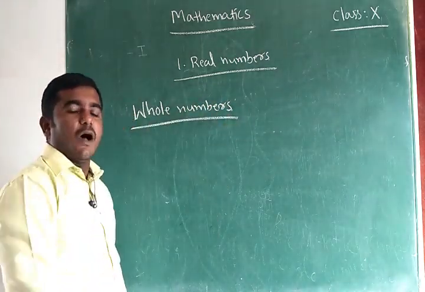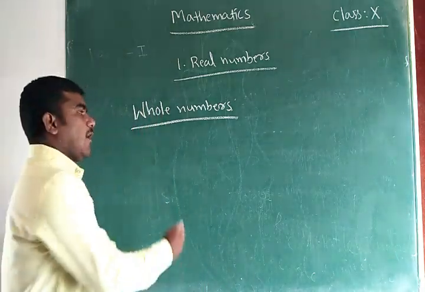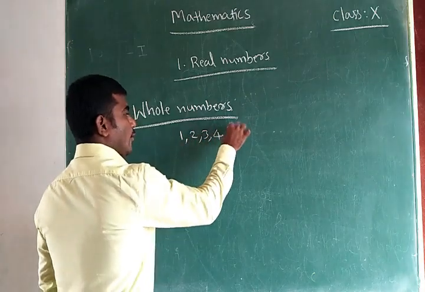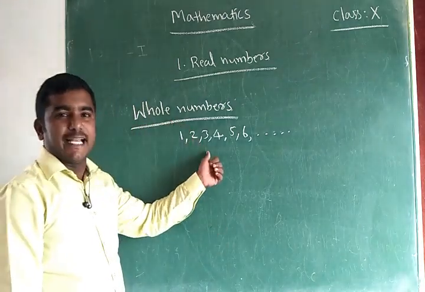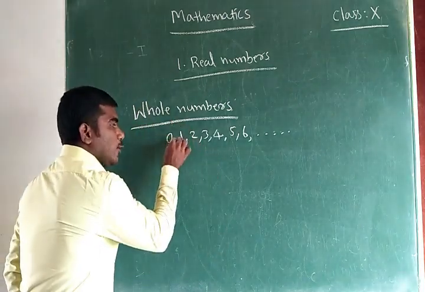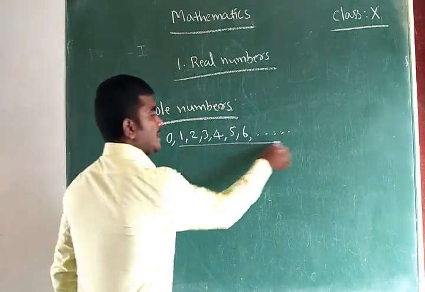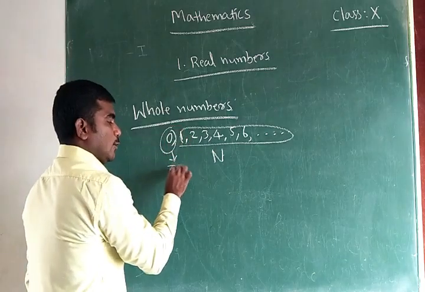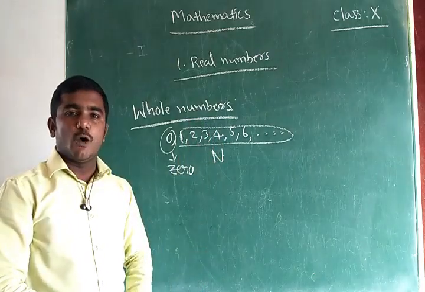What are whole numbers? All the natural numbers along with 0 are called whole numbers. What are natural numbers? 1, 2, 3, 4, 5, 6 and so on. These are called natural numbers. If you add 0, including 0, these are called whole numbers.